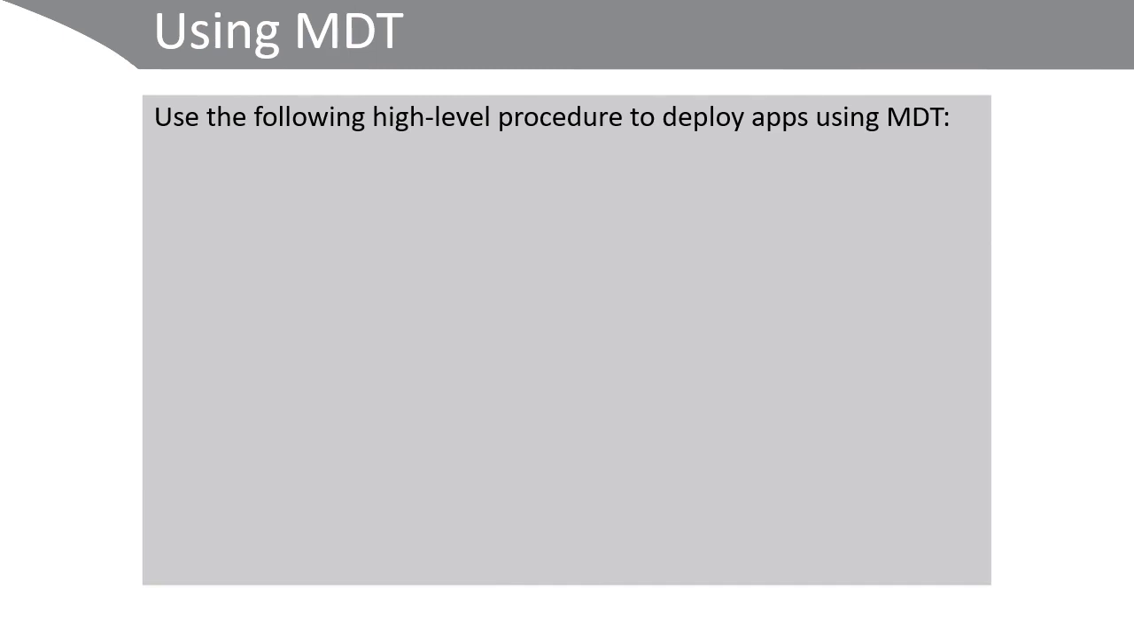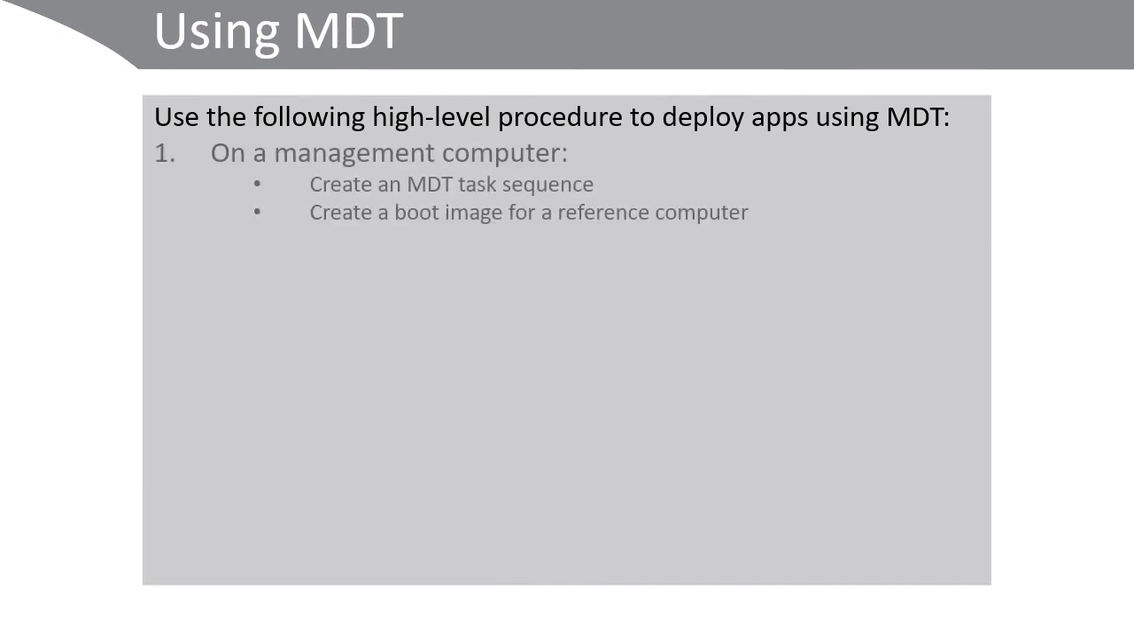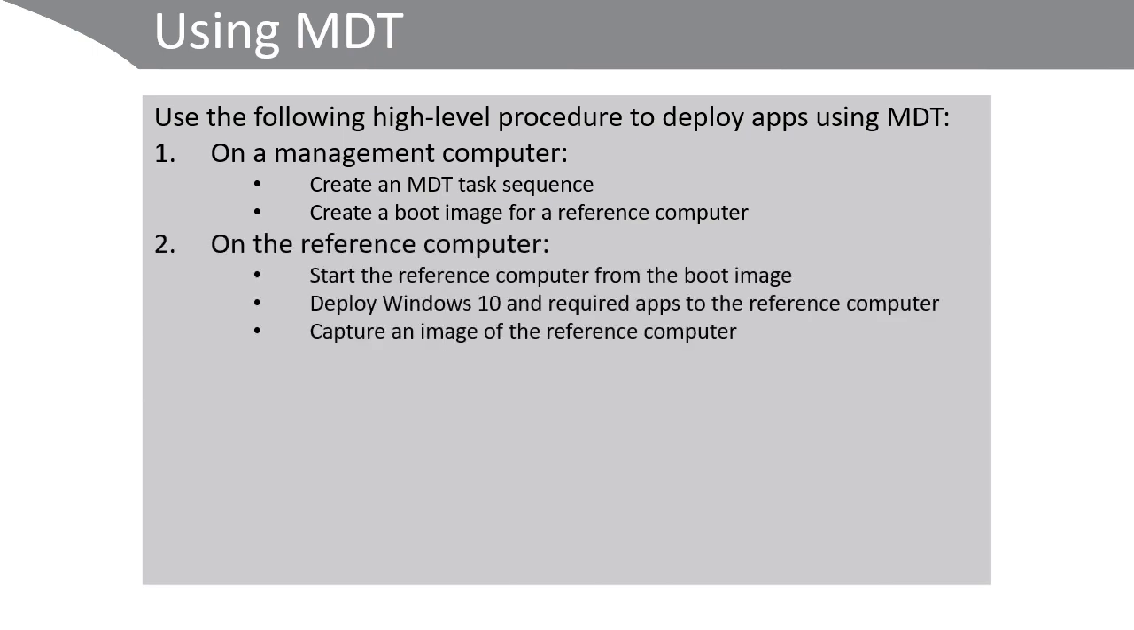In addition to using group policies, or instead of using group policies, you can also use MDT. If you decide to use MDT, use the following high-level procedure. You'll need both a management computer and a reference computer. On a management computer, create an MDT task sequence. Then create a boot image for a reference computer. On the reference computer, start the reference computer from the boot image that you previously created. Deploy Windows 10 and the required apps to the reference computer.